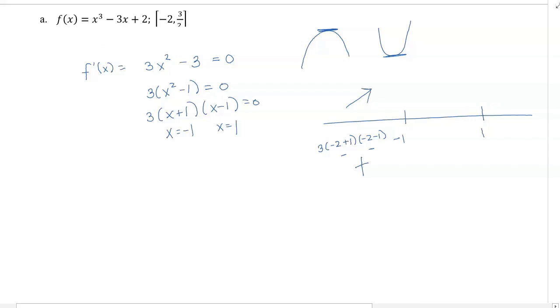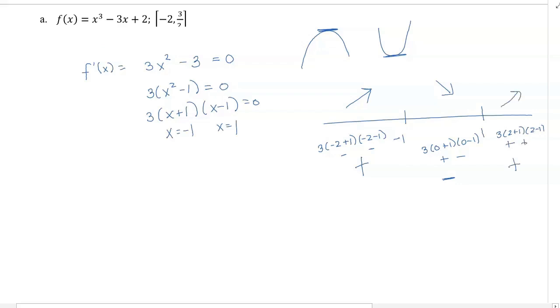On the next interval, I'm going to use 0, and I get a positive times a negative. This is negative, so I'm decreasing. Then finally, I will pick a value between 1 and infinity. I'll just choose 2, and I get a positive times a positive.